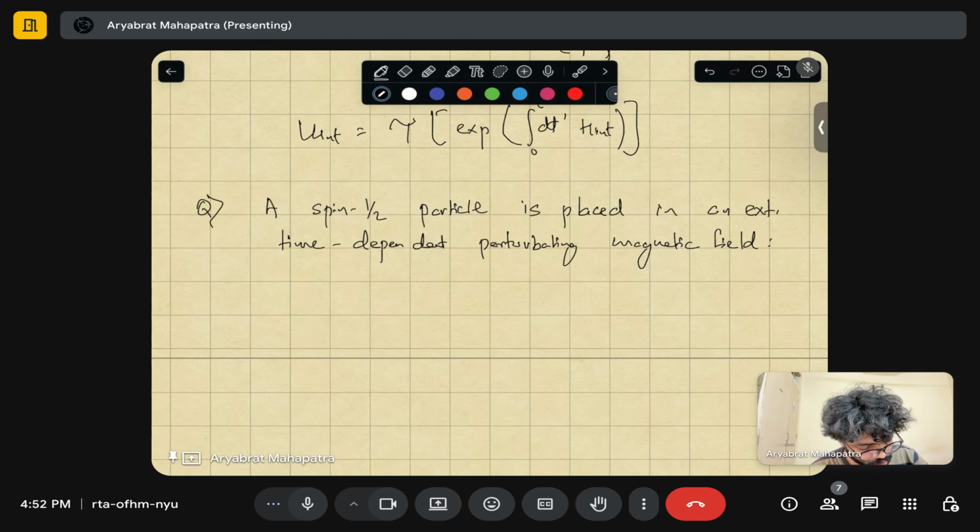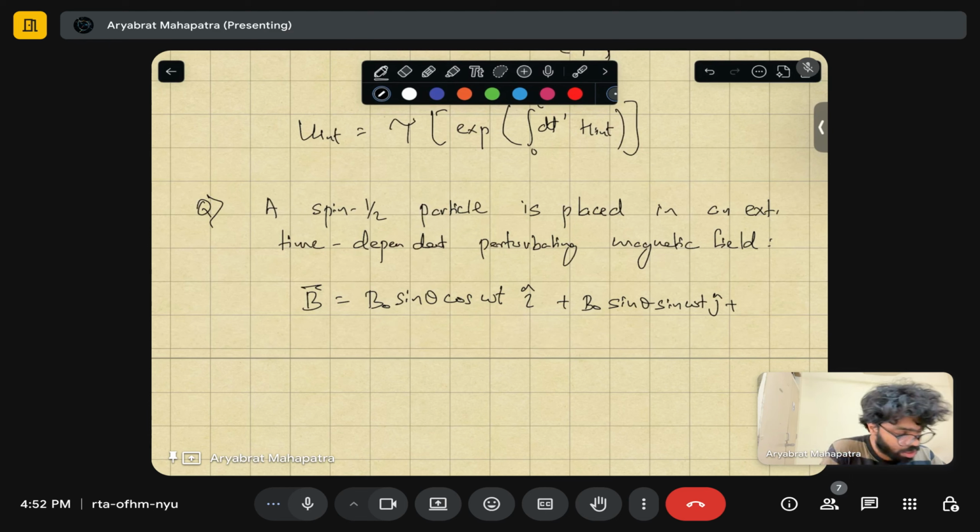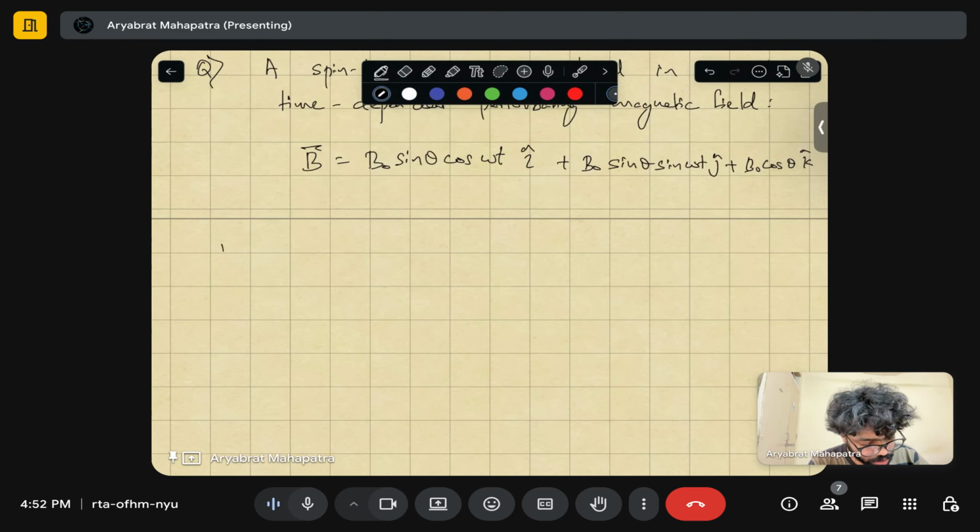So where your magnetic field is B equal to B naught sin theta cos omega t i cap plus B naught sin theta sin omega t j cap plus B naught cos theta k cap. So first you need to calculate the Hamiltonian.